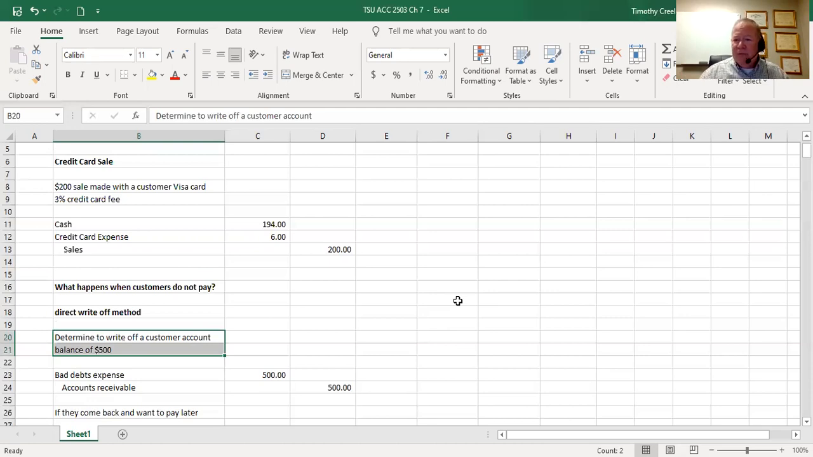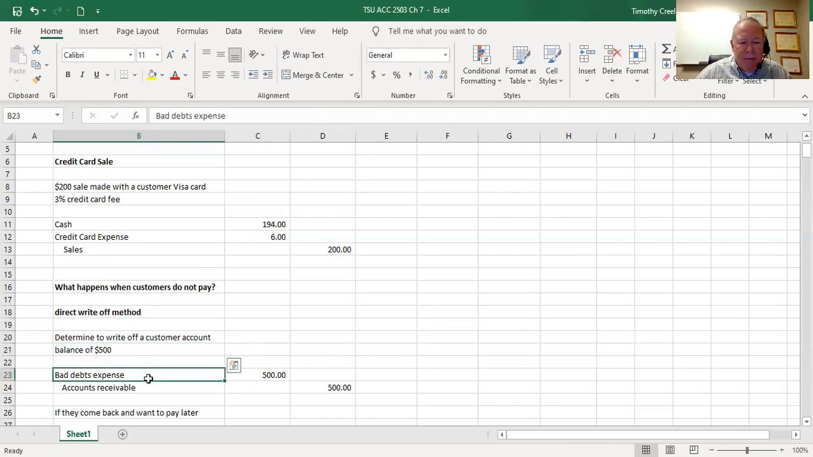And so it is good for companies to do this once or twice a year. Just go out there, and if they feel like they're not going to collect, write it off. So basically, let's say that we determined that we were not going to collect a $500 balance from a customer. So we would debit an account called bad debts expense. We would credit accounts receivable, and we've just written off the account. So it's a done deal.